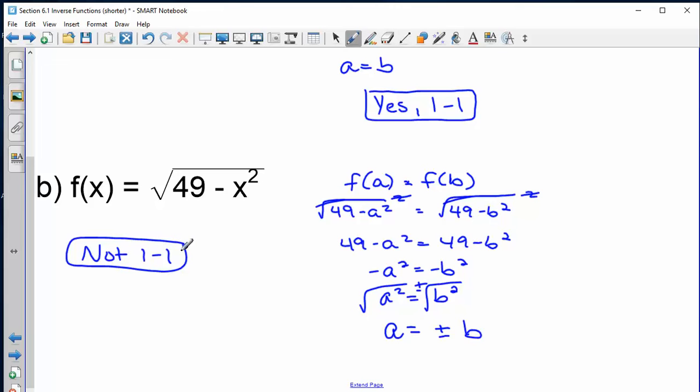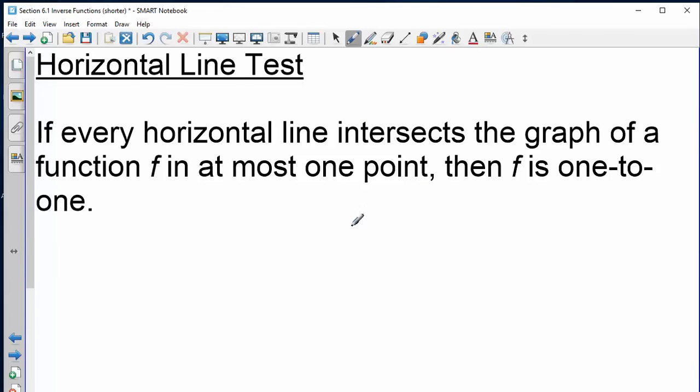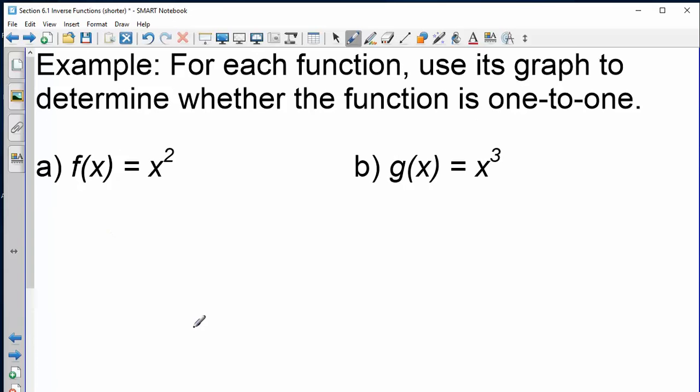So we could look at the horizontal line test. If every horizontal line hits it in at most one point, it's 1 to 1. If you can draw any horizontal line that hits it more than once, it would not be 1 to 1. So let's use a graph to decide some of these. Obviously, we have a graphing calculator, but we don't need it here.